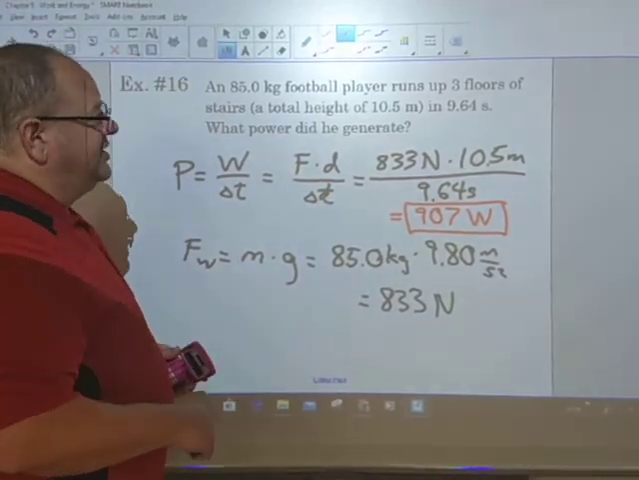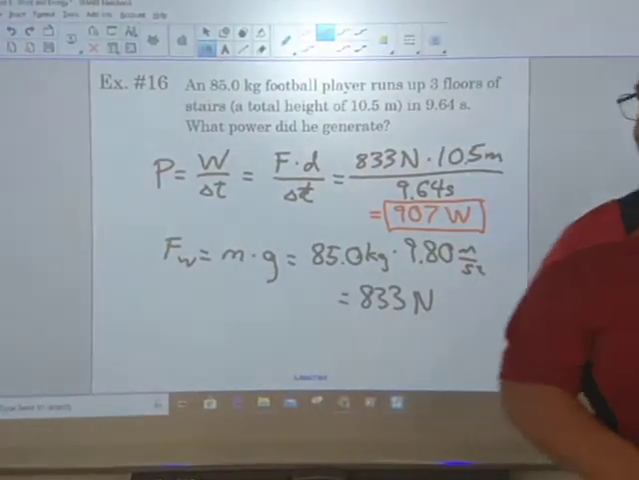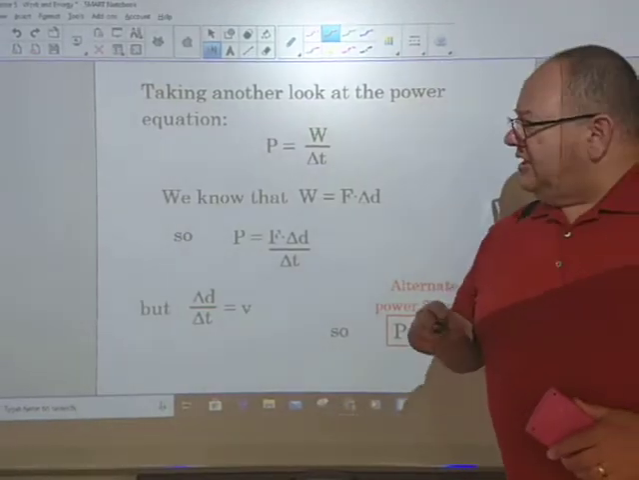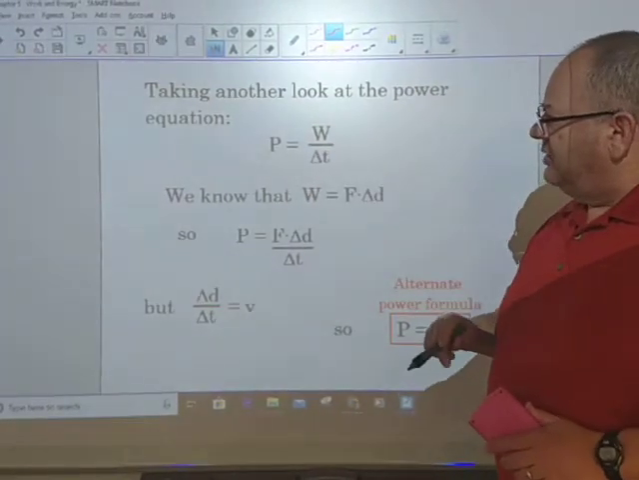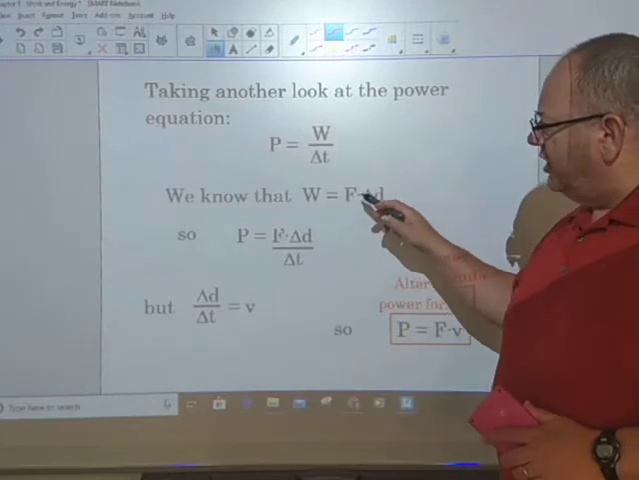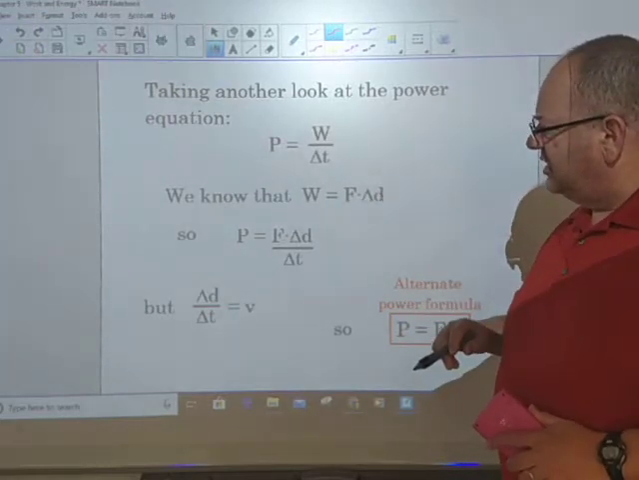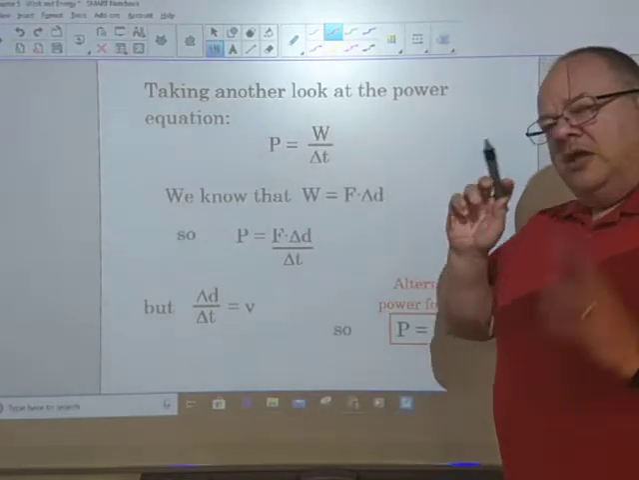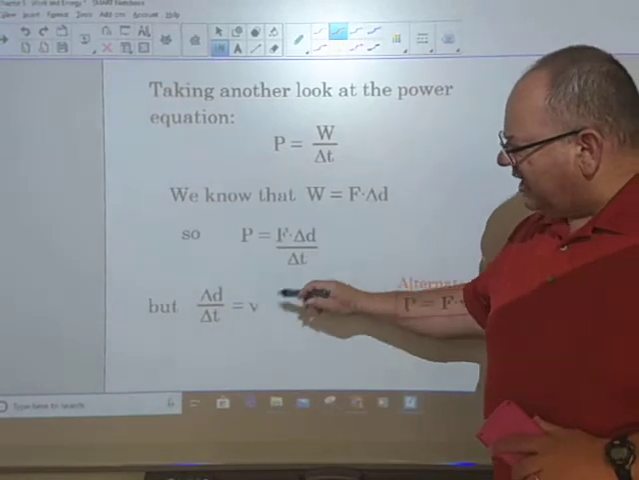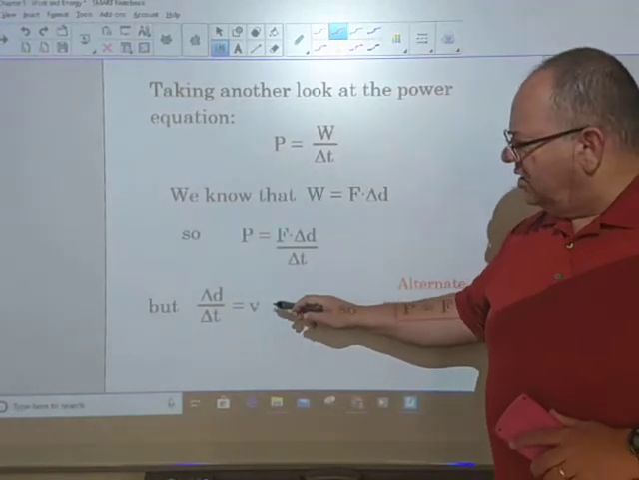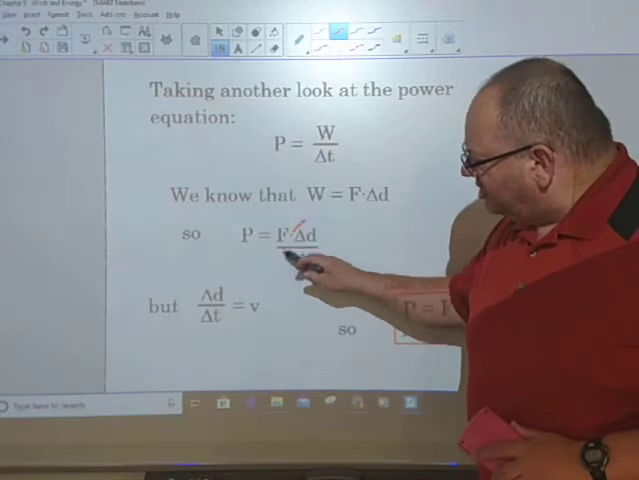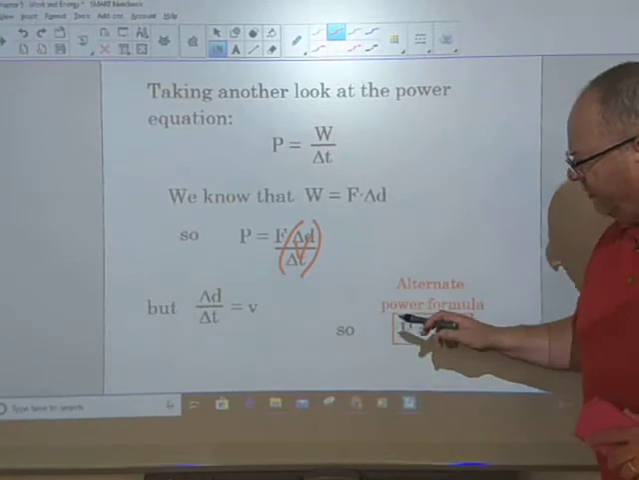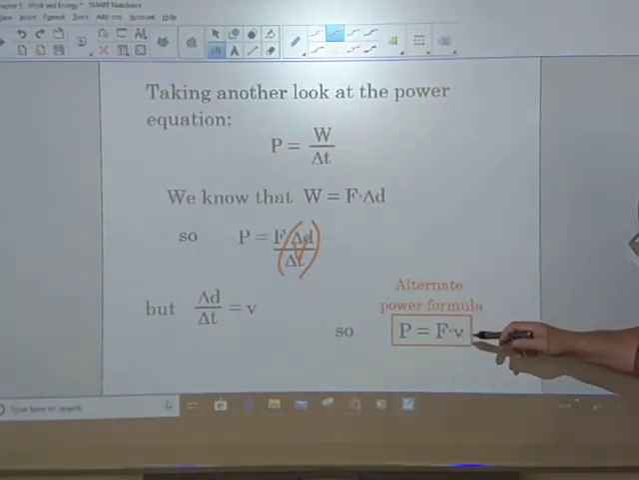So there's a basic power calculation. What's next? Let's take another look at that equation. If power equals work over time, and like I just did in the last problem, we know that work equals force times distance, then we can write power as force times distance over time. But, hey, what is distance over time? That's a velocity. So what I could do is replace that with velocity, and so power could be written as force times velocity.